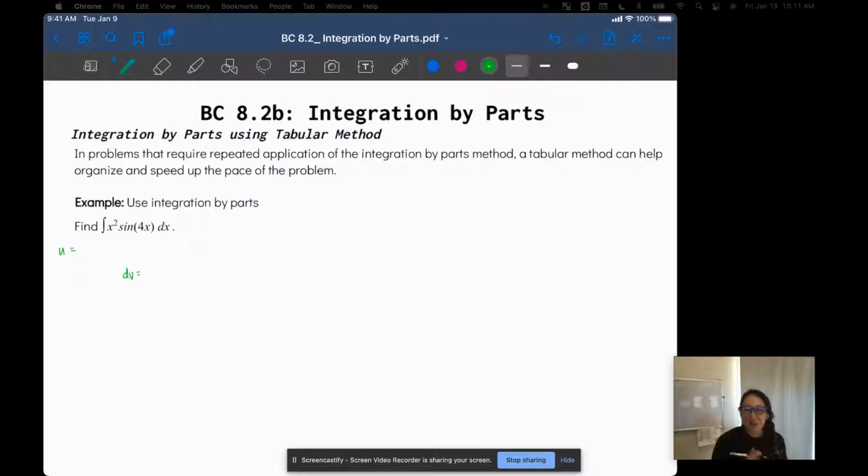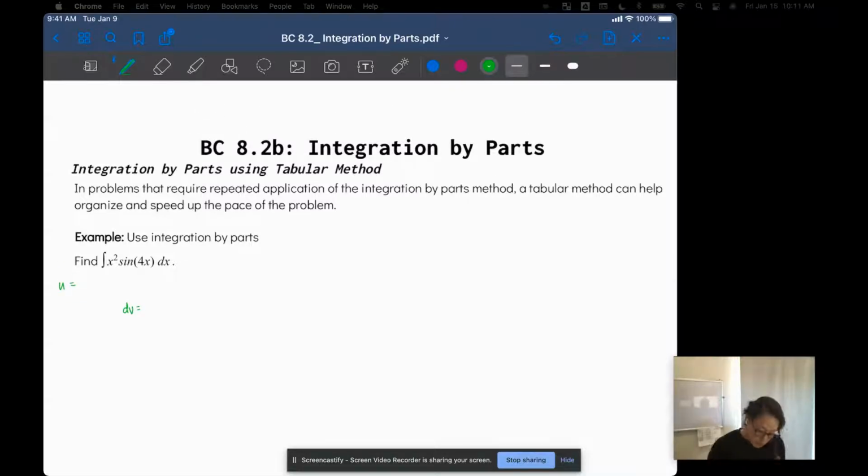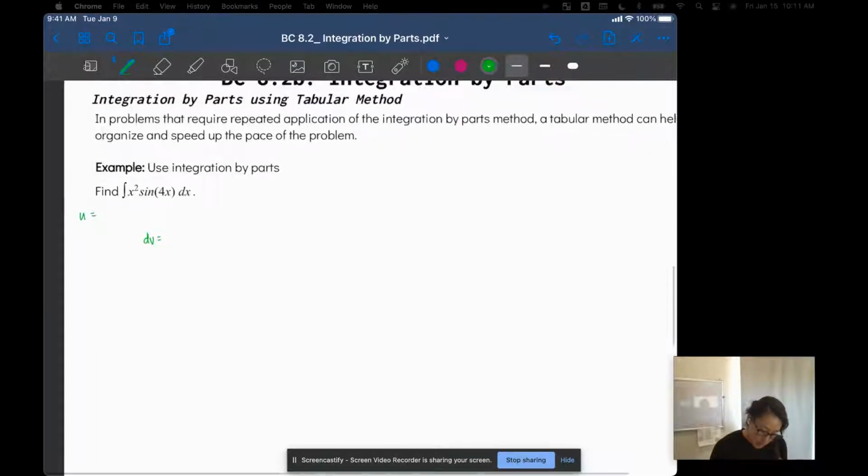Sometimes integration by parts can take a really long time because there are just a lot of steps. So let's go ahead and do this problem using integration by parts, and then I'm going to show you a different method to complete integration by parts that I think you're going to like. First, we're just going to do it the old-fashioned way.